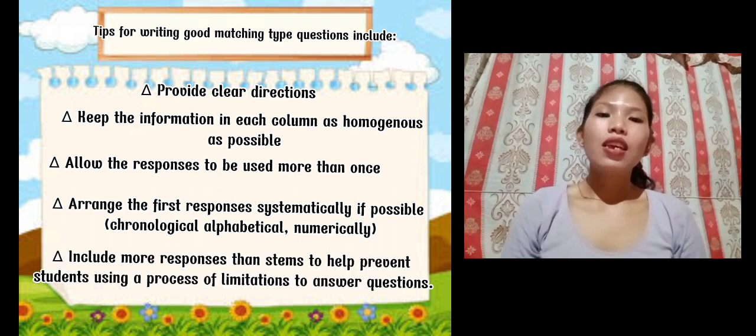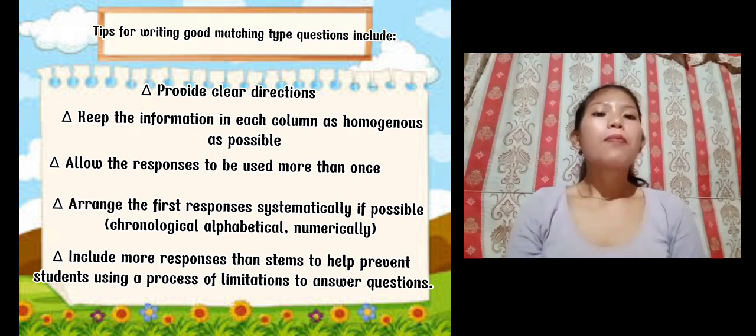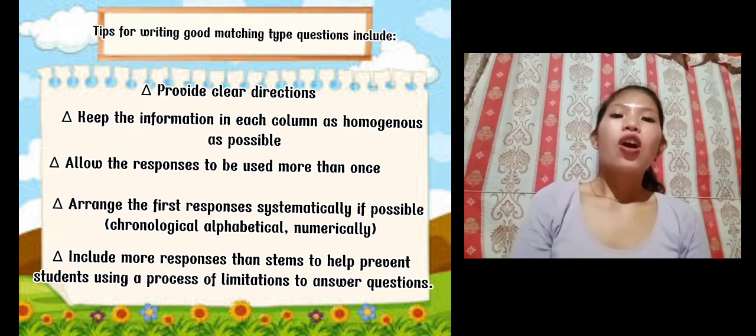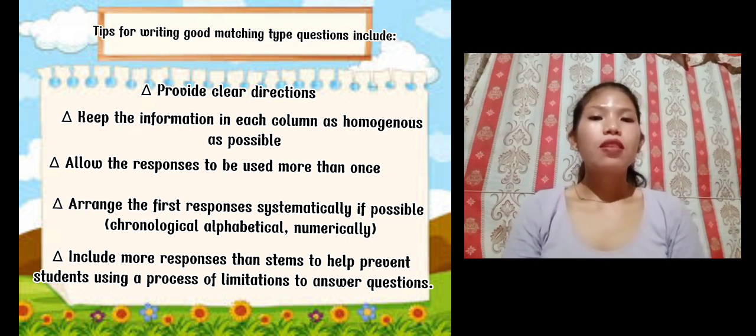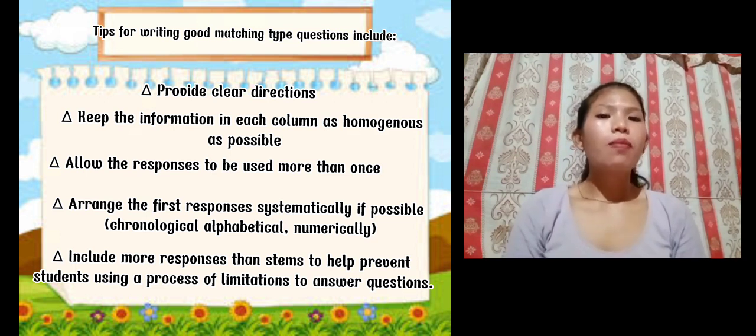Then, lastly, include more responses than stems to help prevent students from using the process of elimination to answer questions. There should be more answer options than stems. As with many item writing rules, the idea is to generate as many plausible answer options as possible. So students must have the knowledge to get questions correct.